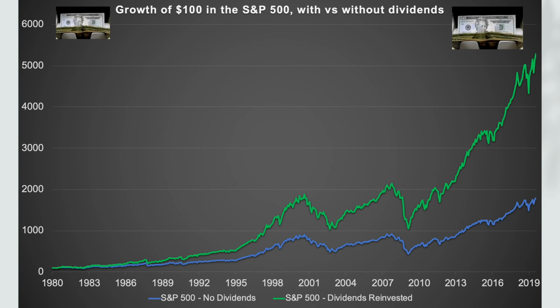Now, we can't exclude the power of dividends, though. So let's say we took $100 and invested in the S&P 500 in 1980, and from the dividends of the S&P 500, we reinvested. We would transform $100 into over $5,000. Now that is pretty substantial growth.